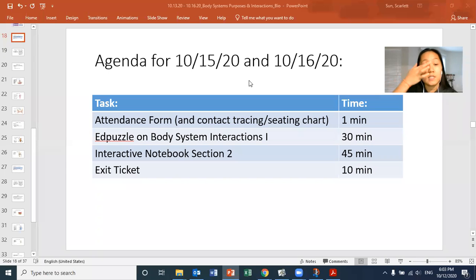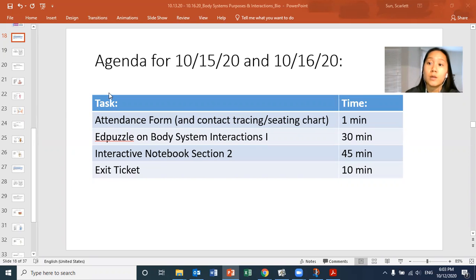All right, so for today's class, you'll start out with your attendance form and your contact tracing or seating chart if you're in person. Then we're going to do this Ed Puzzle that you're currently on, Body Systems Interactions number 1. And then we're going to do your interactive notebook section 2. And you're going to finish out with an exit ticket before you go for the weekend.